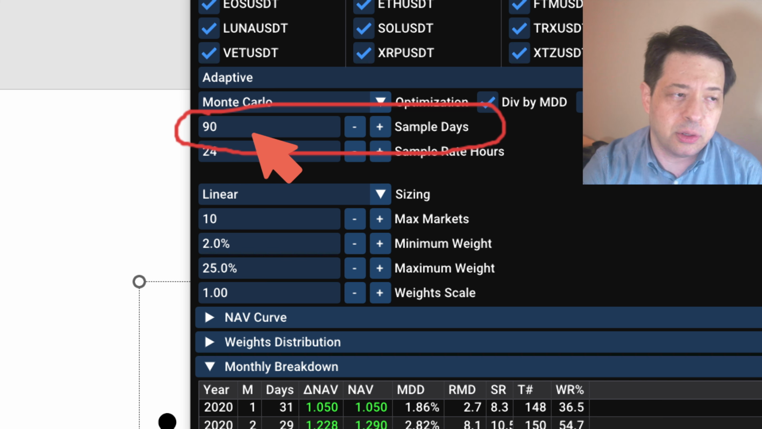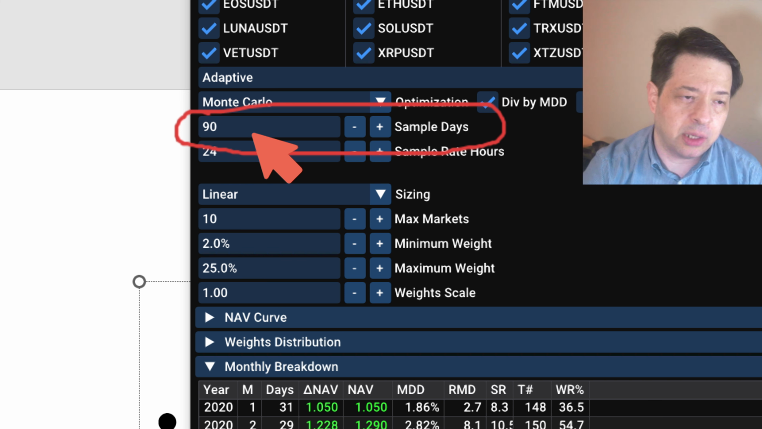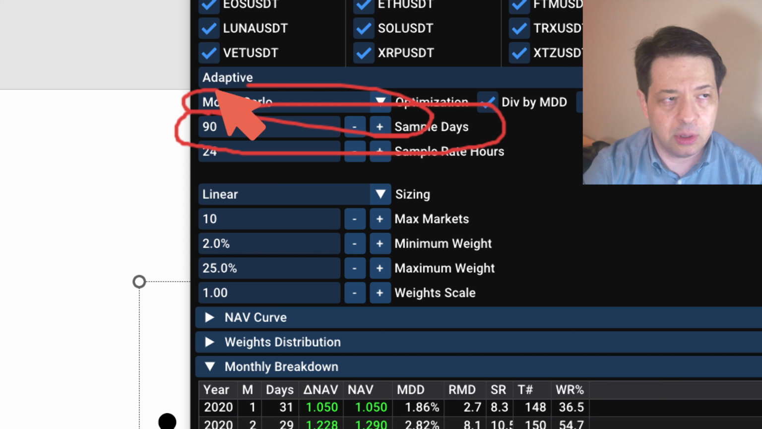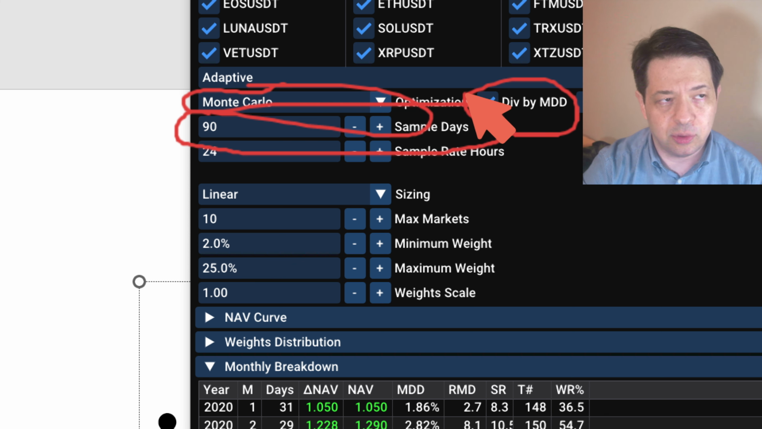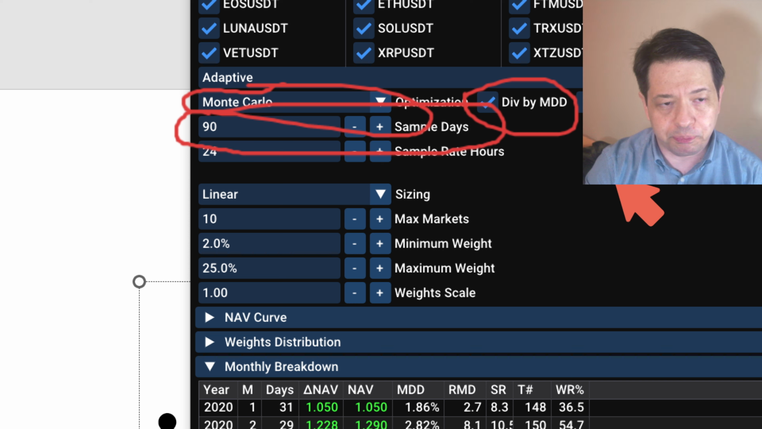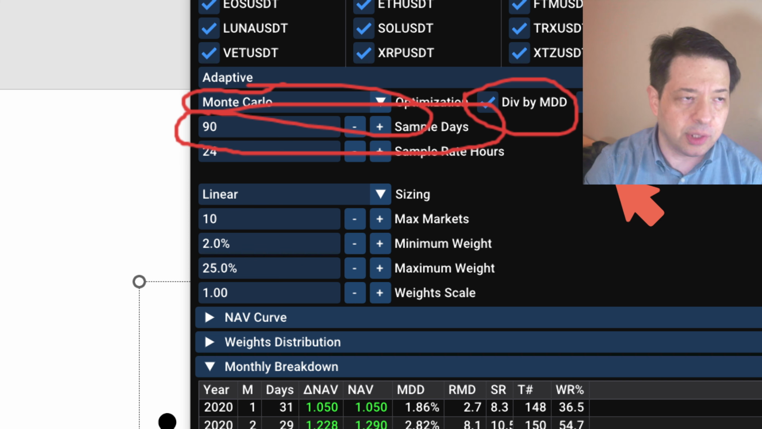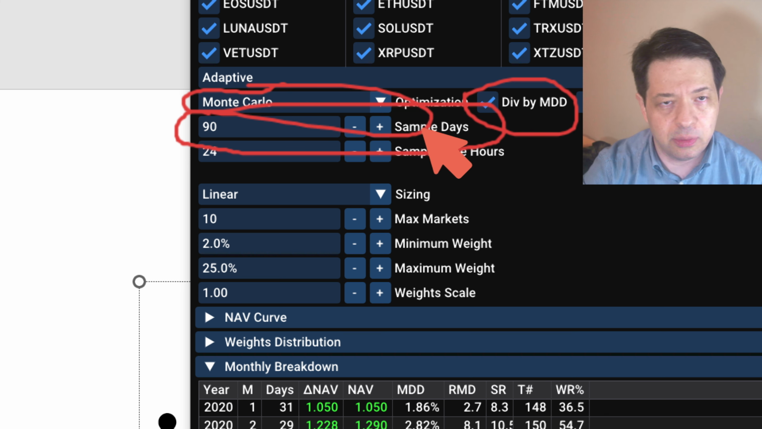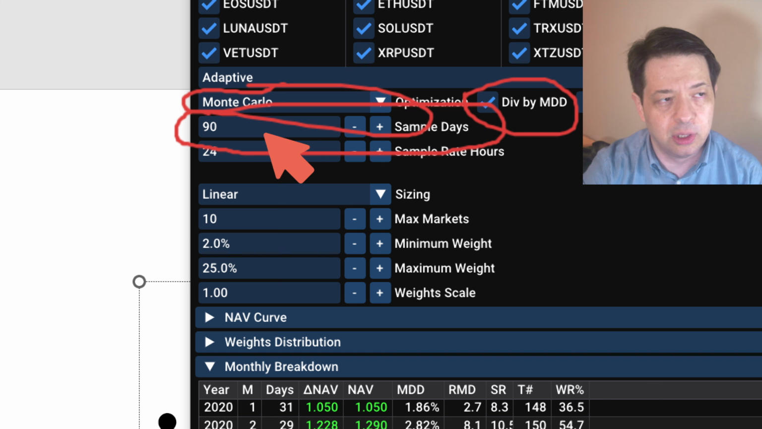So what the system does, in a walk-forward fashion, is look at the previous 90 days and make an assessment: what is the Monte Carlo of the profit, divided by the maximum drawdown. The markets with algorithms that have the best value of Monte Carlo divided by maximum drawdown for the 90 days of trades get the most allocation.